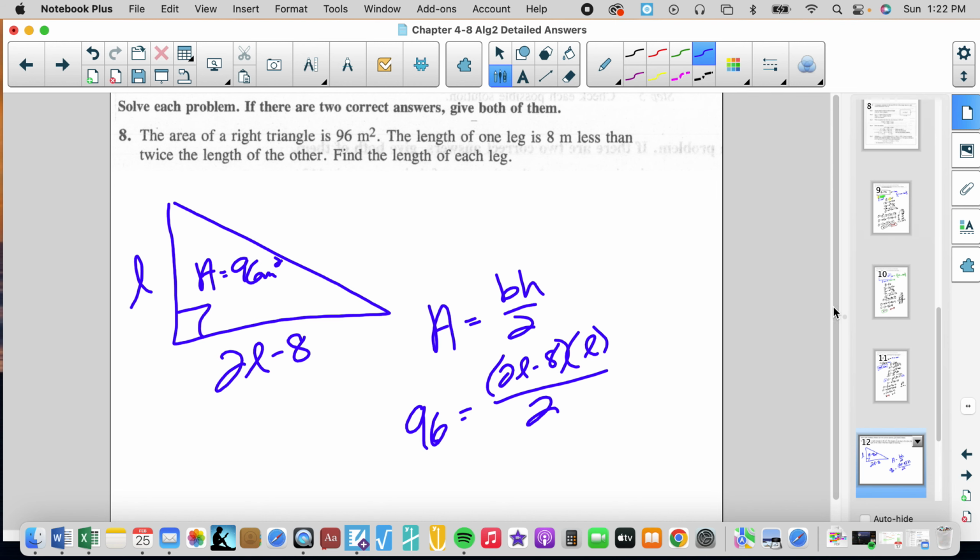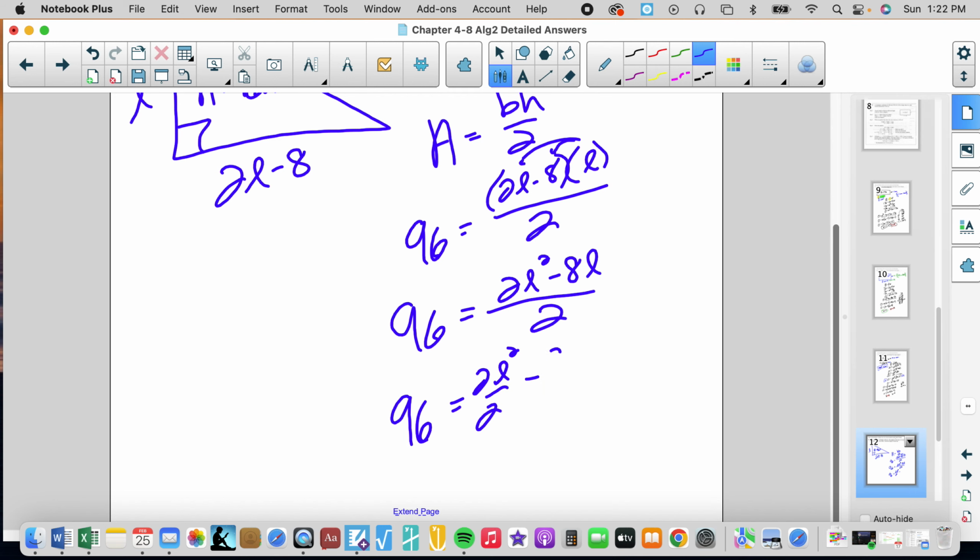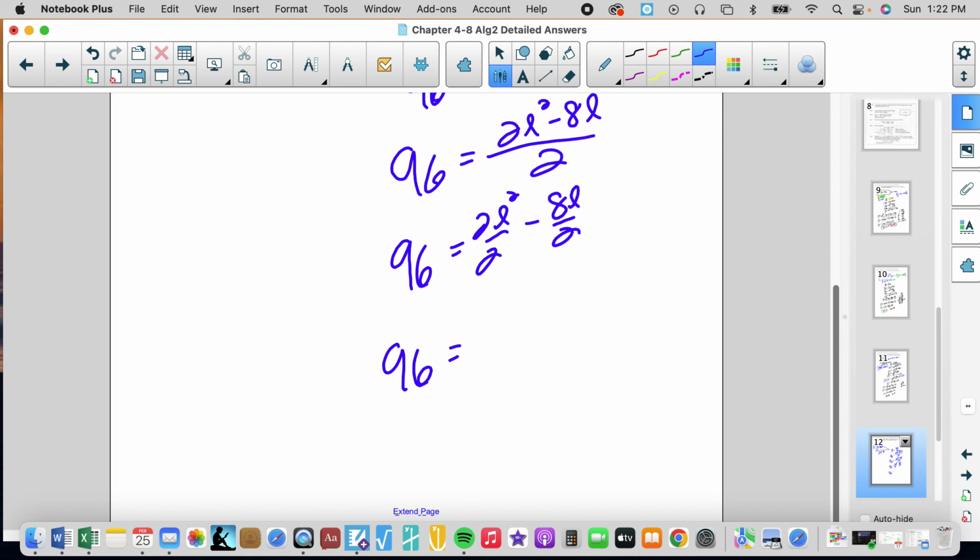We're going to do a little bit more funness. We're going to change it up and see how we do that. So we distribute that. That is 2L squared minus 8L over 2. We can separate that under both, divided by 2, minus 8L divided by 2. 96 equals L squared minus 4L minus 96. We're setting it equal to 0.